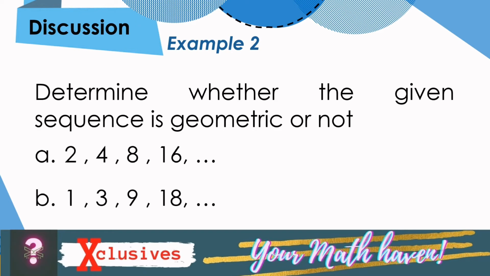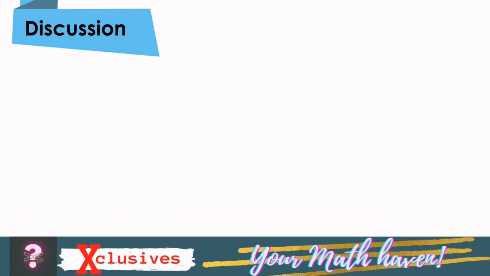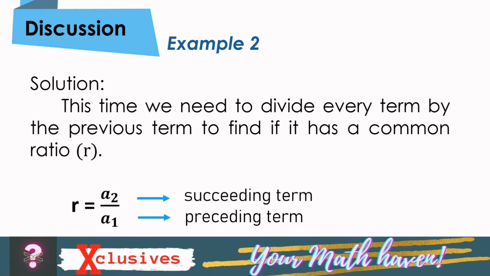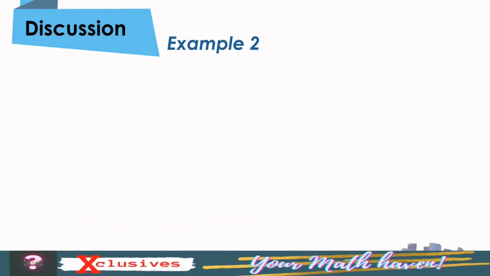Let's start with A. The given sequence is 2, 4, 8, 16. So for our solution, this time, we need to divide every term by the previous term to find if it has a common ratio. Take note of the formula. We have r is equal to a sub 2 over a sub 1, where a sub 2 is the succeeding term, while a sub 1 is the preceding term. Going back to the first sequence, where a sub 1 is 2, a sub 2 is 4, a sub 3 is 8, and a sub 4 is 16. Our aim here is to identify if this sequence is geometric or not.